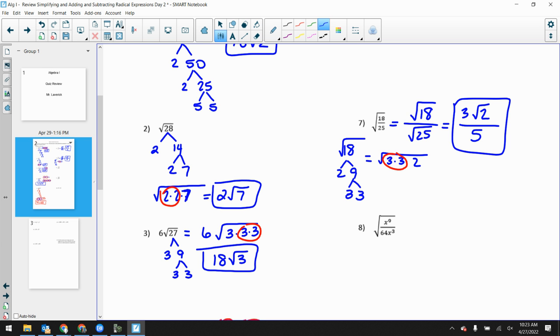Questions about that? Yes. So when you went from 18 to 25, that was only squaring the whole thing, and then you squared both. Yeah, and then I took them separately. Yeah, take them separately.